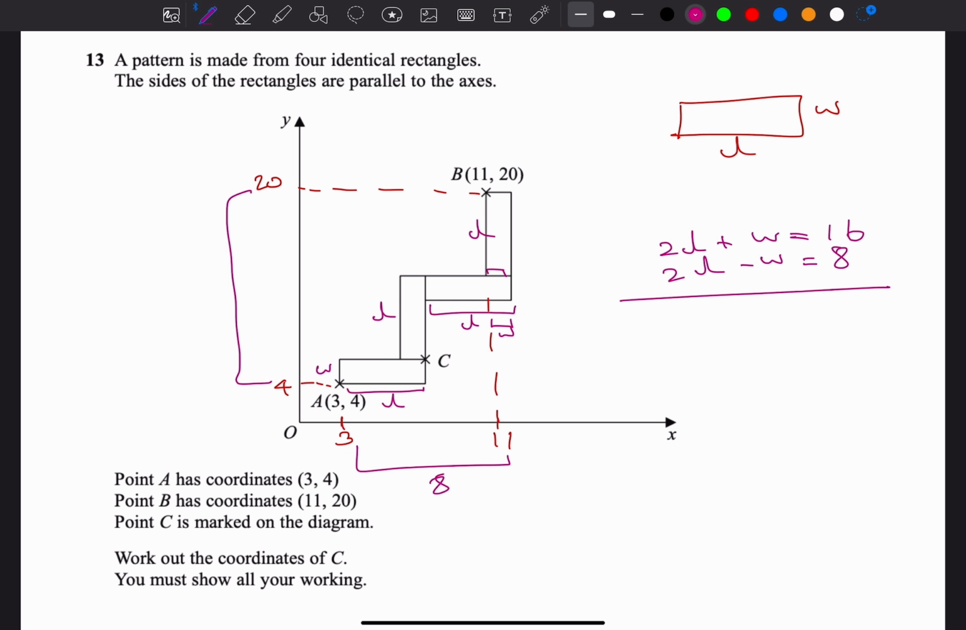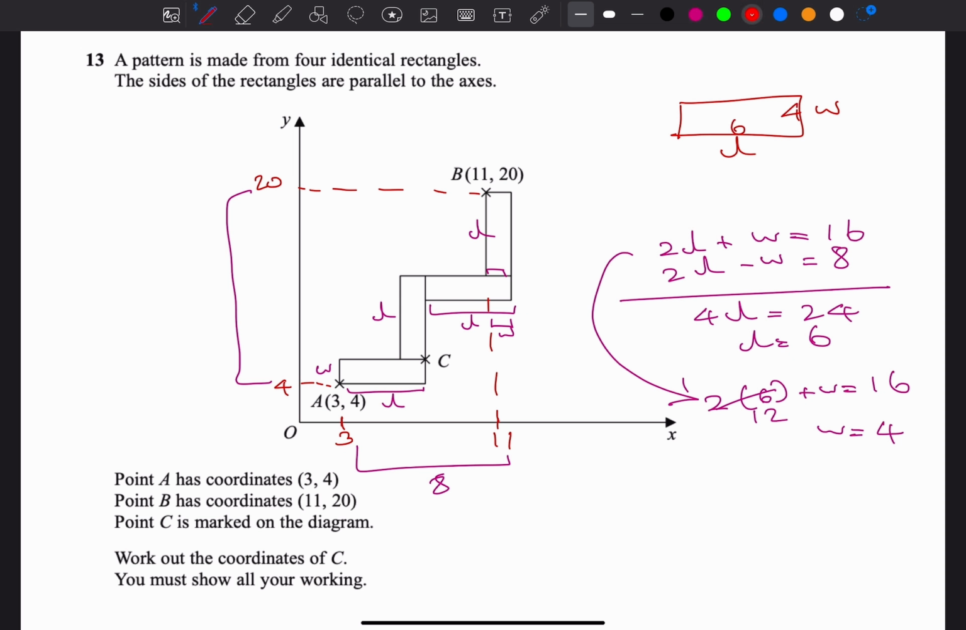How to solve it? Add them up. 4 lengths is equal to 24 because plus w minus w cancels. Length is 6. Substituting into the first equation, 2 times 6 plus w equals 16. That makes it 12, so w is 4. So one length is 6 and width is 4. This one is one length from it, which makes it 6 from it. 3 add 6 makes it 9 here. And one width from it, width is 4. 4 add 4 makes it 8 here. So the coordinate of that is 9, 8.